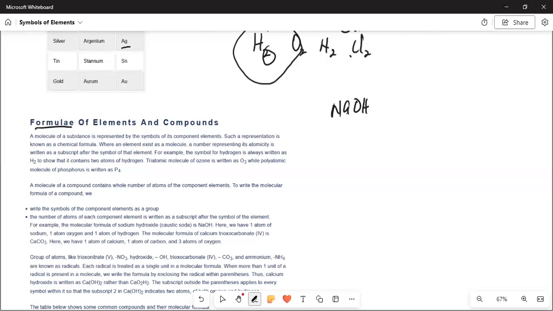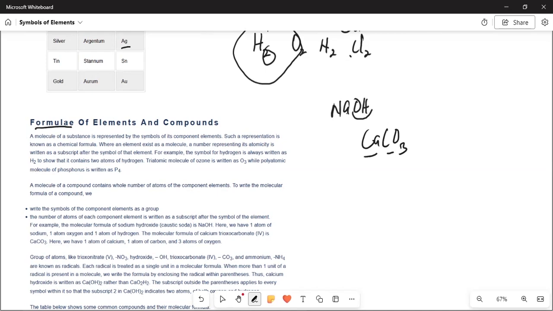Na is the symbol of sodium, O the symbol of oxygen, H the symbol of hydrogen. But in this case, the OH is a group, which is the hydroxide group. So here we have one atom of sodium, one atom of oxygen, and one atom of hydrogen. And the molecular formula of calcium carbonate is written as CaCO3. Ca for calcium, C for carbon, then O3 for oxygen.